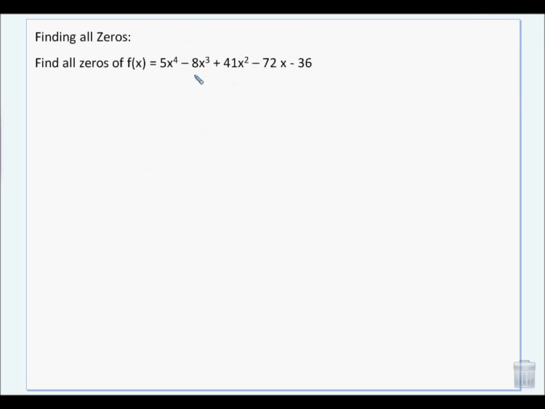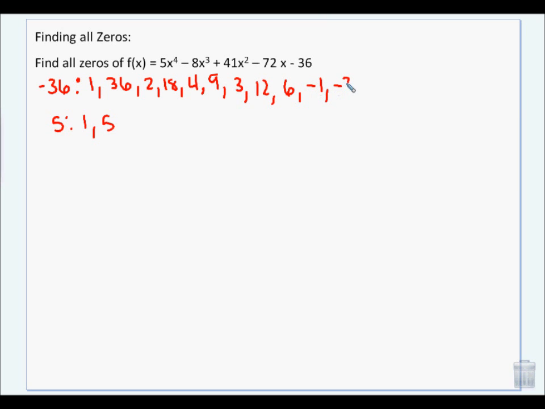All right, so finding all the zeros. If we want to find all the zeros of this, we have to find the factors of negative 36, and we have to find the factors of 5. Well, the factors of 5 are easy. We have 1 and 36, 2 and 18, 4 and 9, 3 and 12, and 6 and 6.